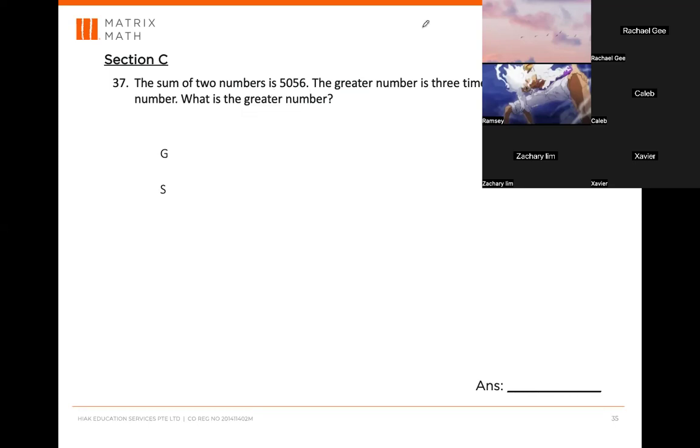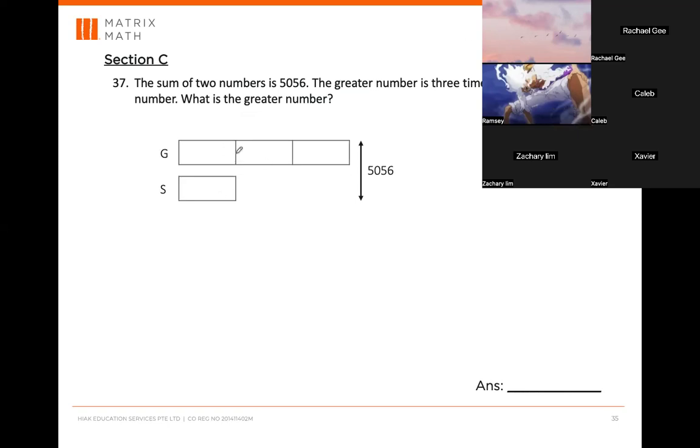And the hint here, they tell you that the greater number is 3 times. So I will draw 3 boxes, which means that my smaller number will only have 1. And the total of these two numbers is 5,056. Okay, so far?